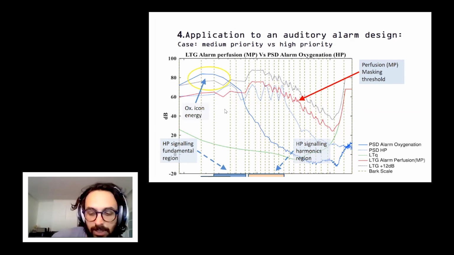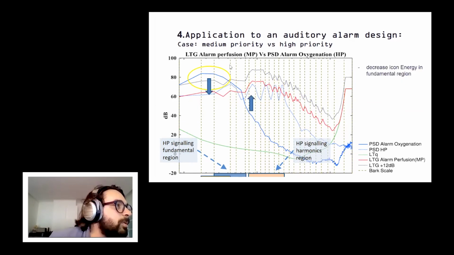That might not be reasonable, say. So what we can do is decrease the energy in this region, overlapping regions, and as said before, we don't like overlapping regions on the basilar membrane, so we can decrease this energy and let the fundamental be heard, and we can increase the energy of the icon here a little bit so it gets closer to the red line, so it can be detected.